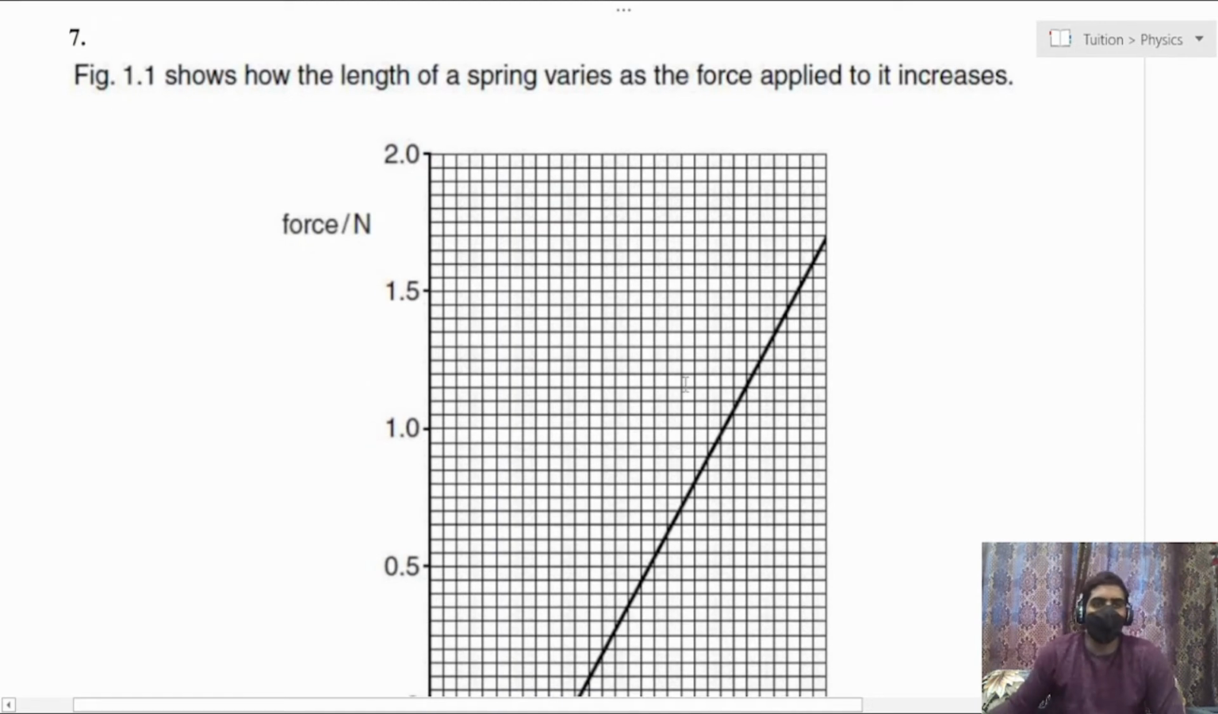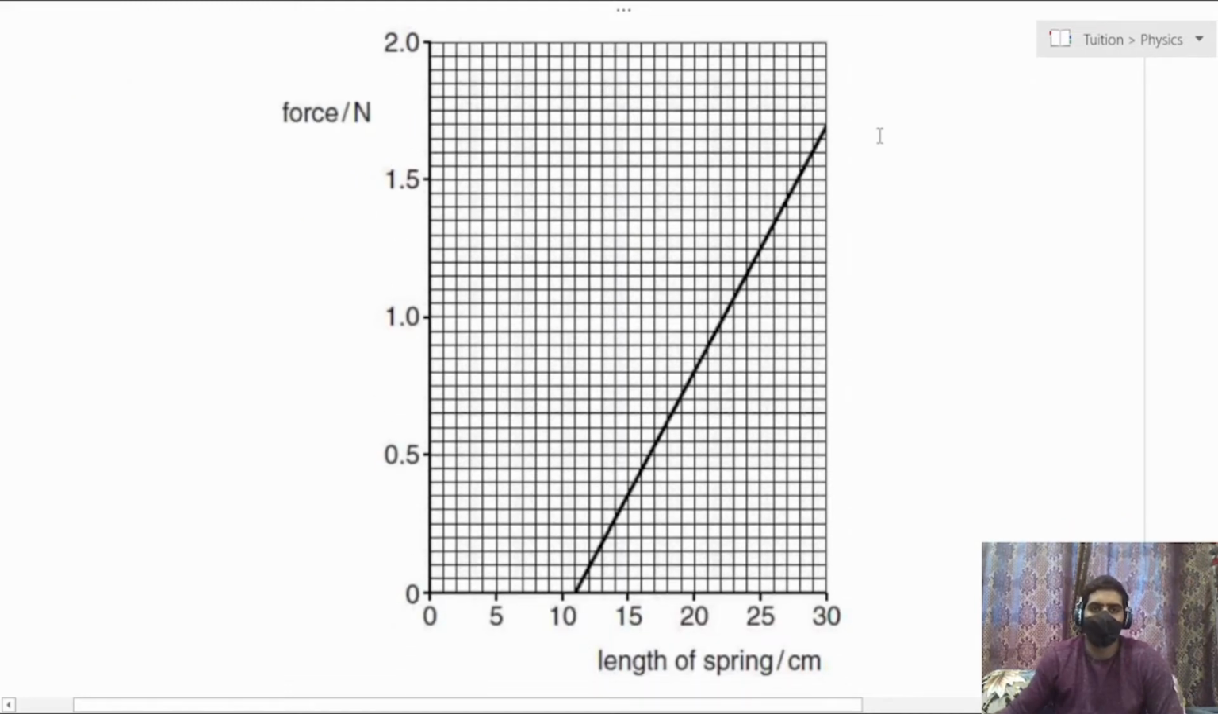All right, let's move on to the next one. That says question number 7. Figure 1.1 shows the length of a spring varies as the force applied on it increases. Now this one, the question asks you about the features of the graph. First of all, the graph is a straight line and the graph has an x-intercept, right? It does not pass through the origin, rather it cuts the x-axis at about 11 centimeter.